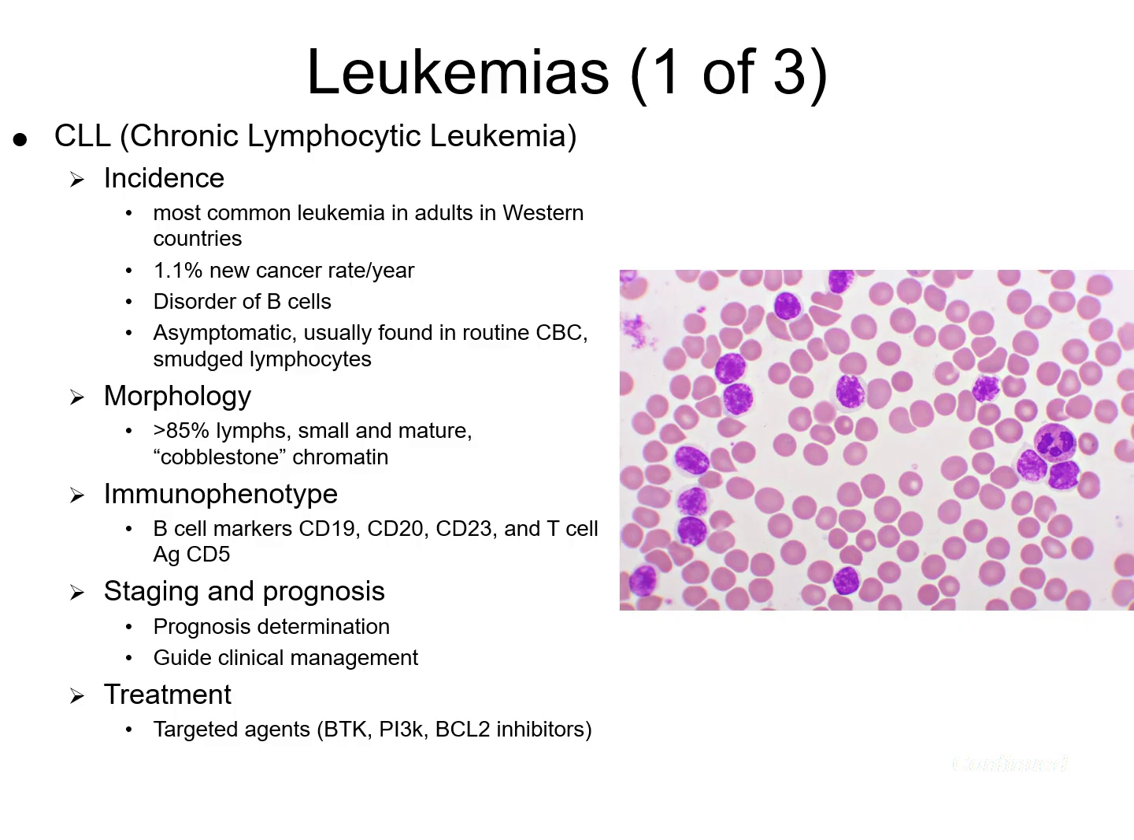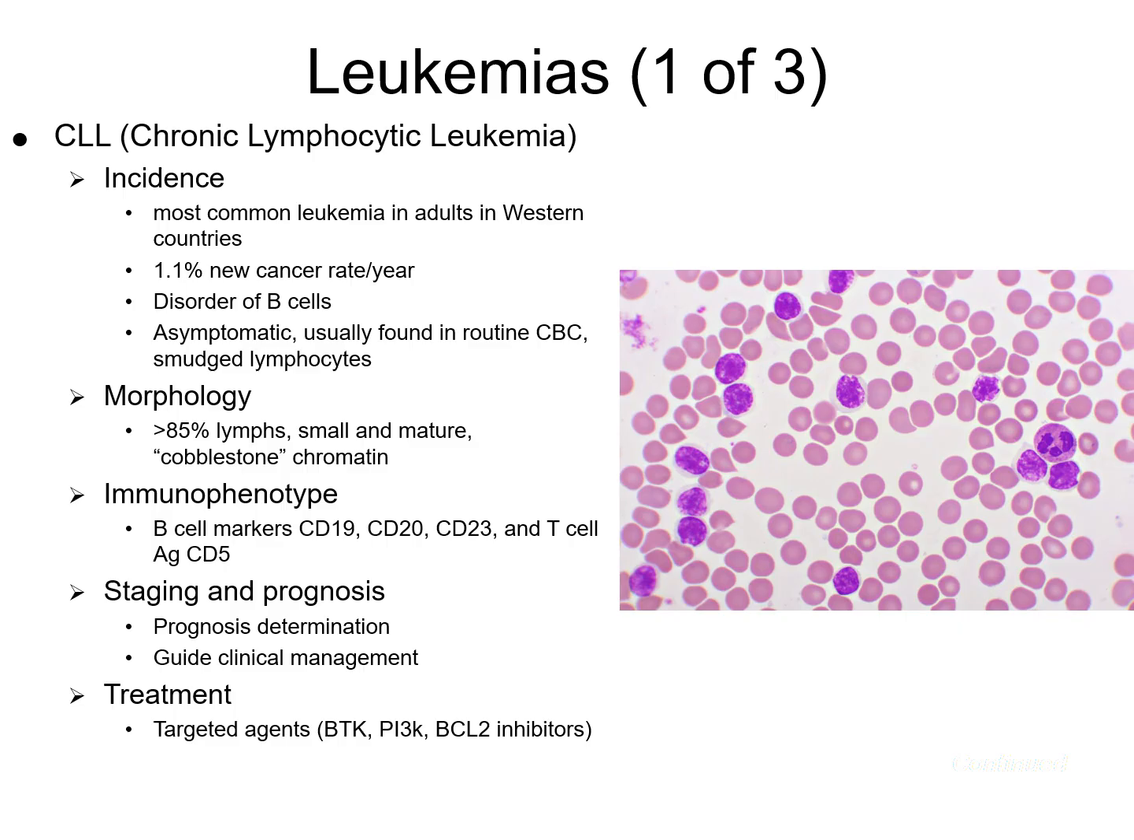For staging and prognosis, there are two main clinical staging systems that are used to evaluate disease and guide the treatment. We have the Rai and the Binet systems. Staging is based on physical findings, blood counts, and marrow involvement. Early stages may require only observation, so kind of watch and wait, while advanced stages with cytopenias or symptoms generally will need treatment right away. Prognosis will vary widely, with some patients living many years without progression and others experiencing aggressive disease.